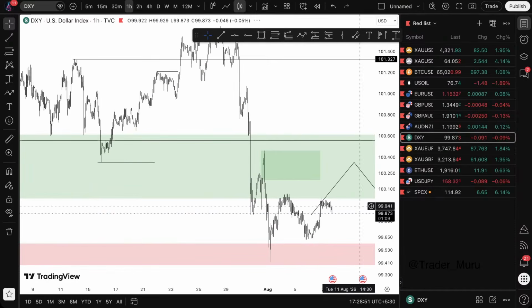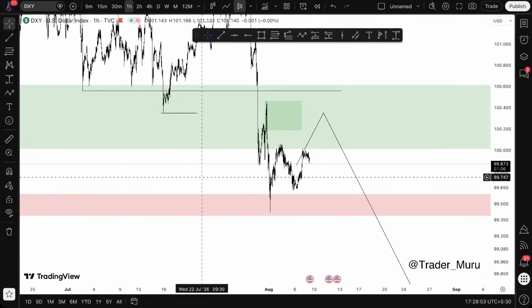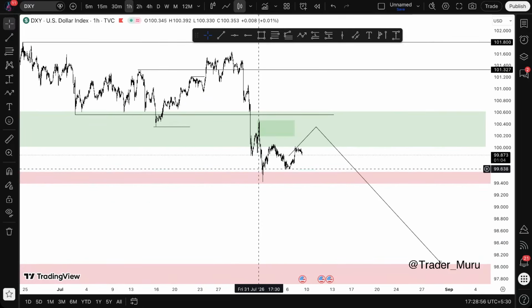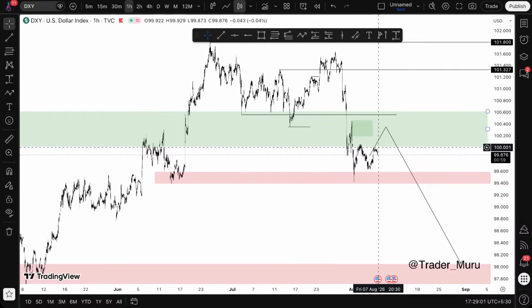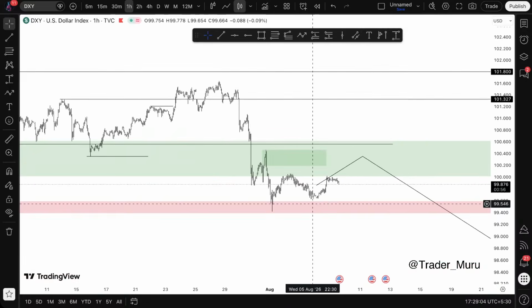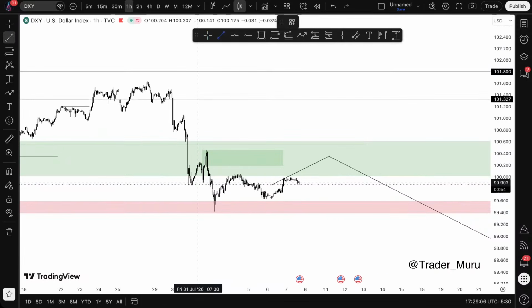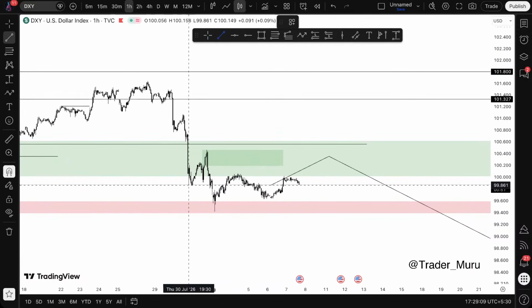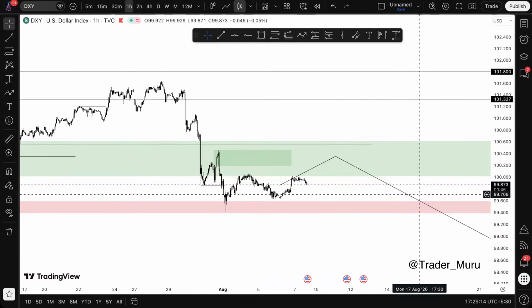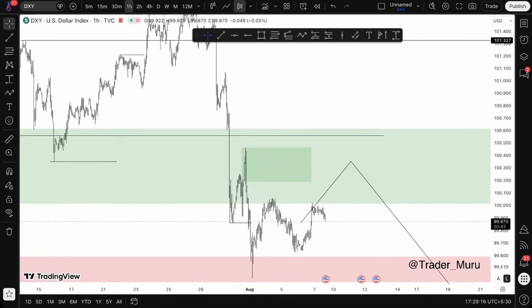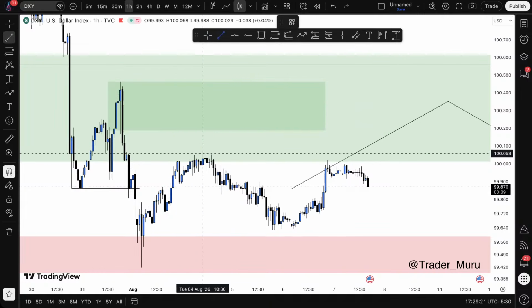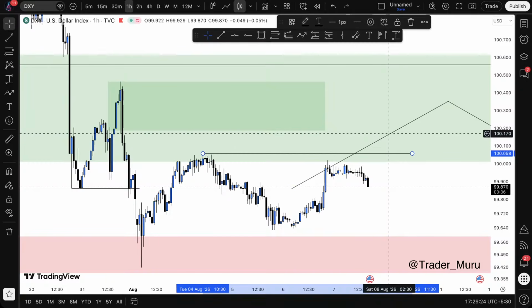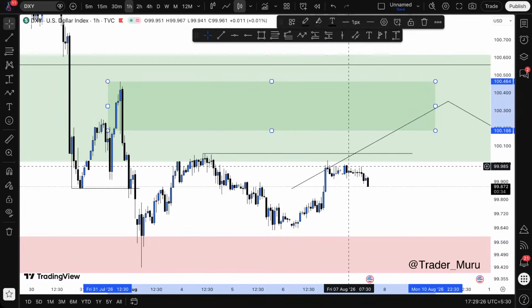DXY, previously we have talked about DXY that it will pump from this red zone, test this green area and drop again. So we are expecting the same thing here again until we have a change of character in 1 hour time frame, a break back above this green zone, and then it will be bullish. But before this it is still bearish. Price can sweep this high, test this green zone and drop more.